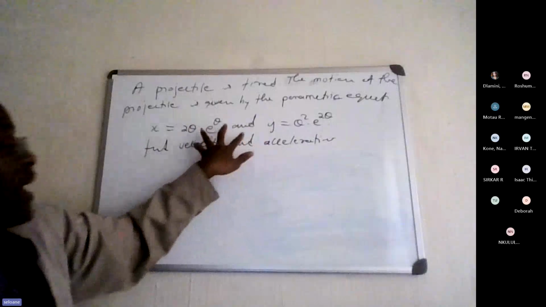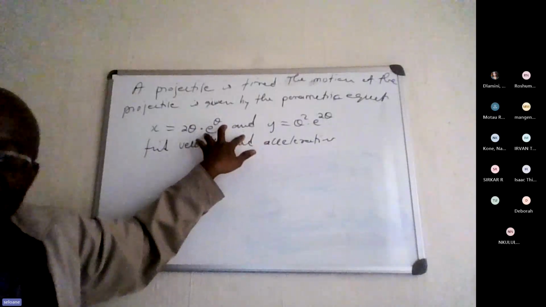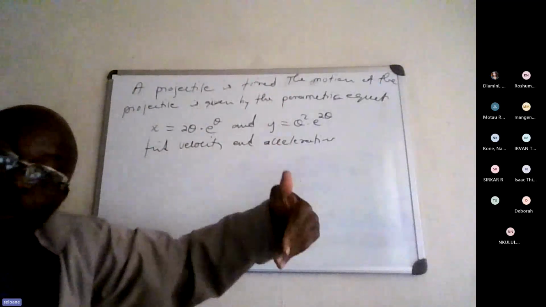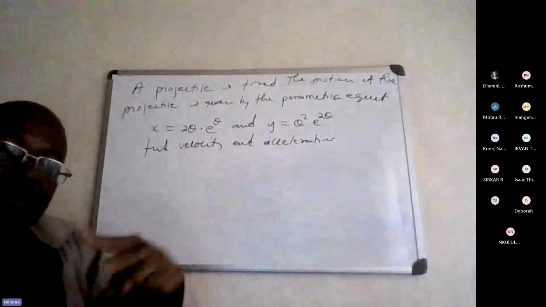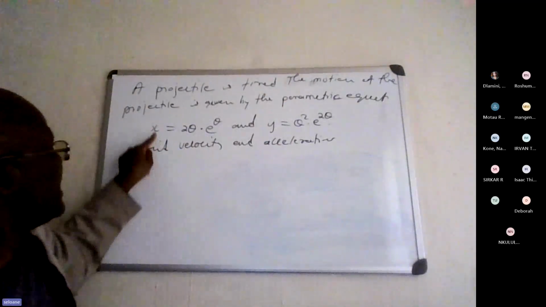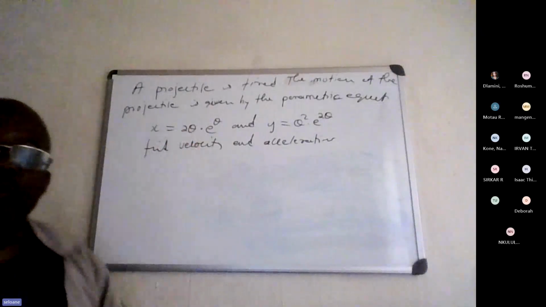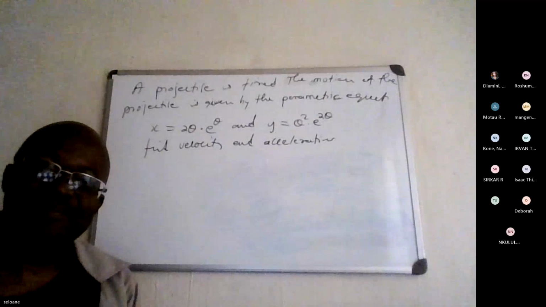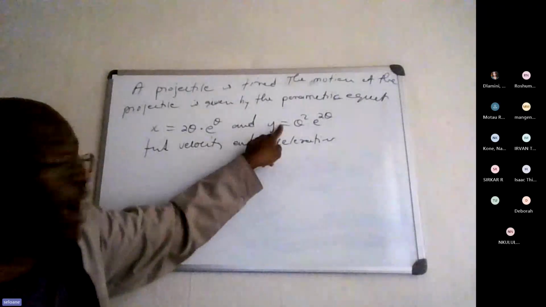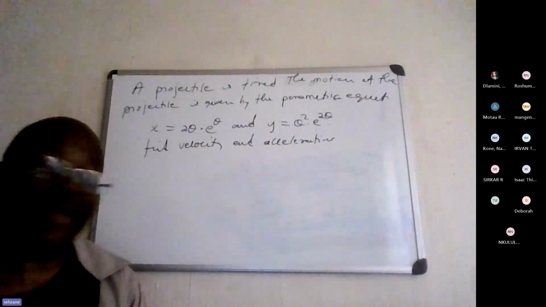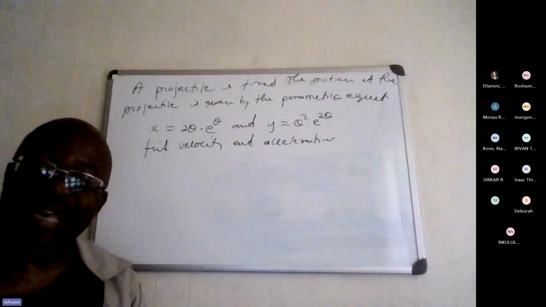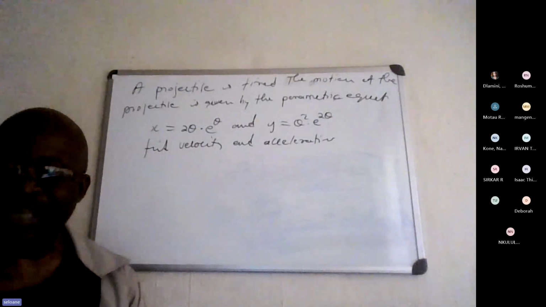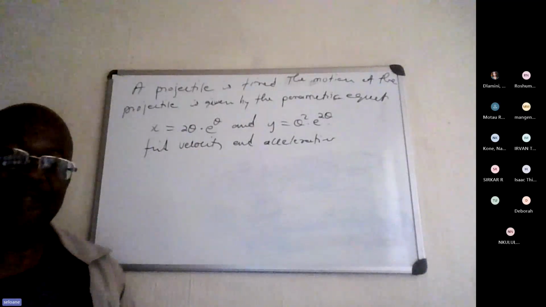But now these are the two parametric equations that will govern the movement of this when going up and even going down. What are those two equations? One is x equal to 2 theta multiplied by e exponent theta. And another equation is y equal to theta squared multiplied by e exponent 2 theta. And what is the question, or what are the questions?